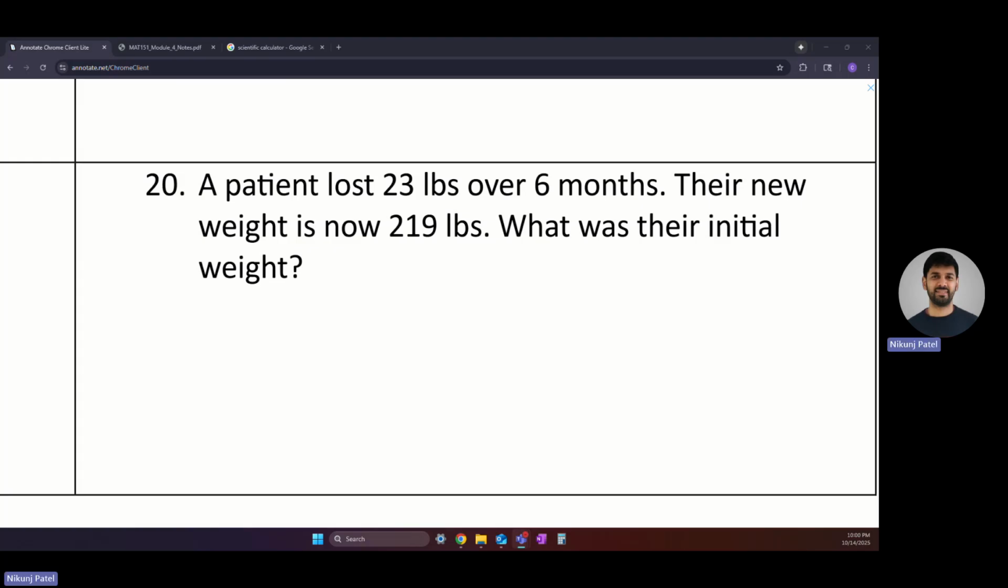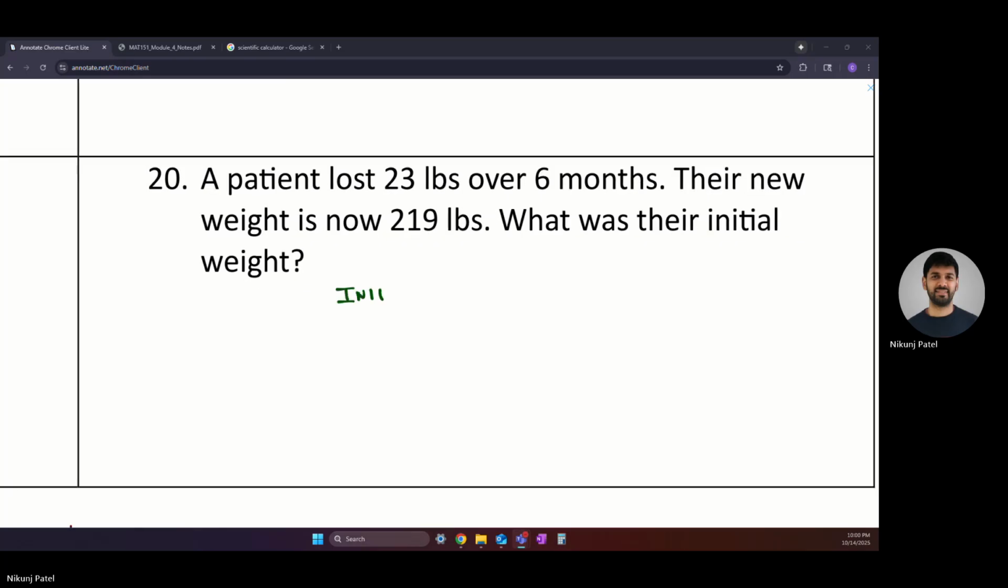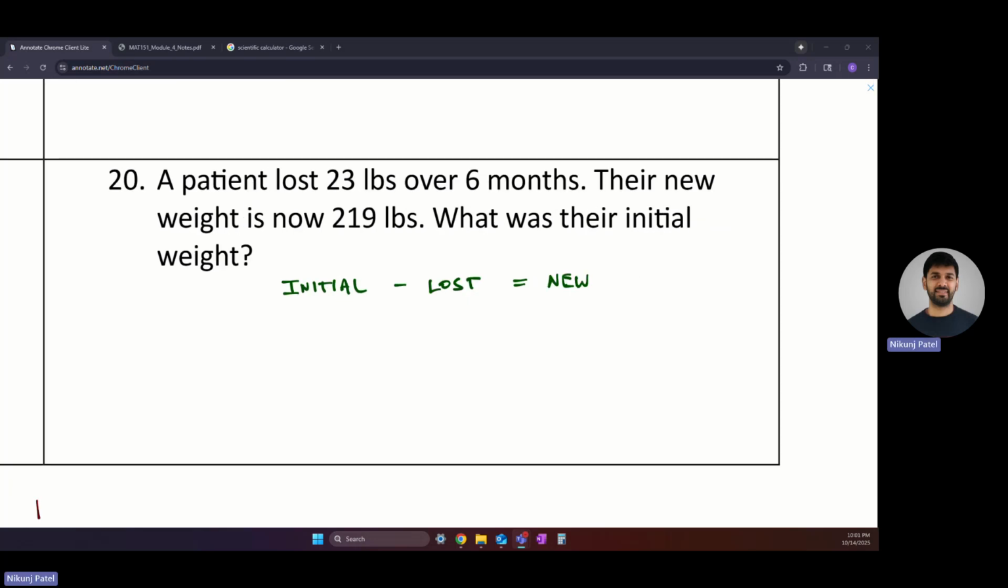Number 20 says a patient lost 23 pounds over 6 months. Their new weight is now 219 pounds. What was their initial weight? So to set this up in a different way than the previous ones, I would just write the word initial minus how much they lost equals their new weight. I phrase it like that to help me place the numbers, right?